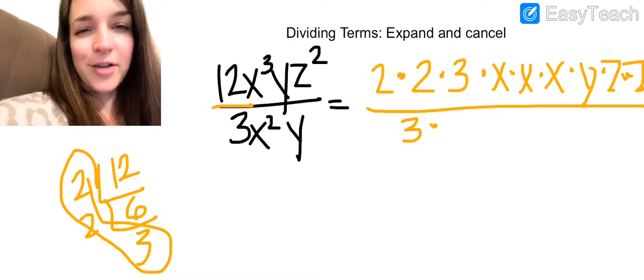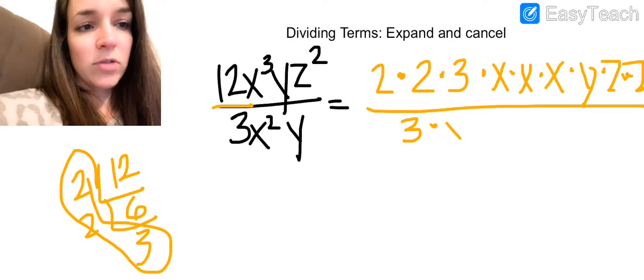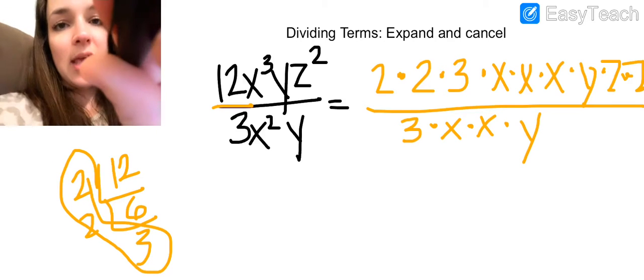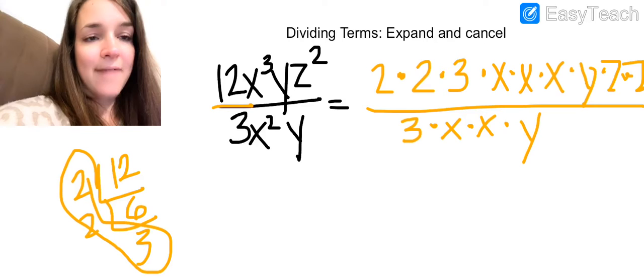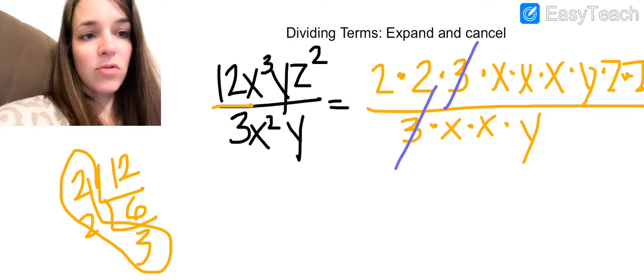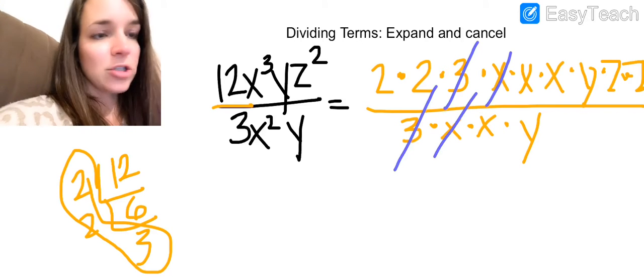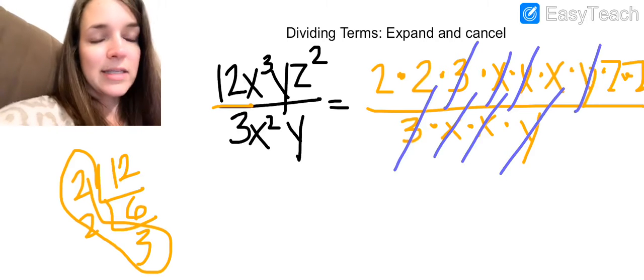You're welcome. Merry Christmas. And then x squared, which is just going to be x times x, times 1y. Now, anywhere that we have 2 things that are the same on top and the bottom, so 3 and 3, we get to slash them out. X and X, slash them out. X and X, slash them out. Y and Y, slash them out.